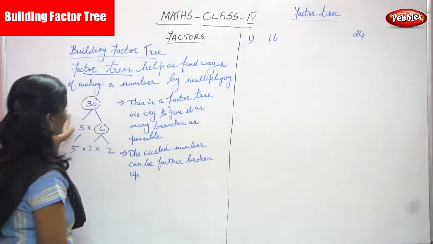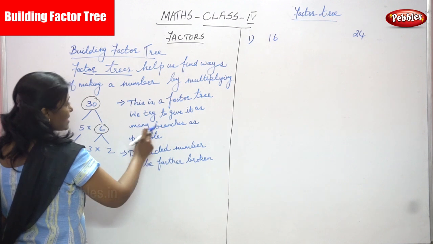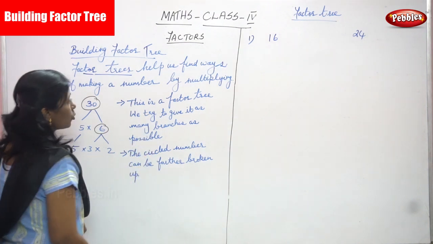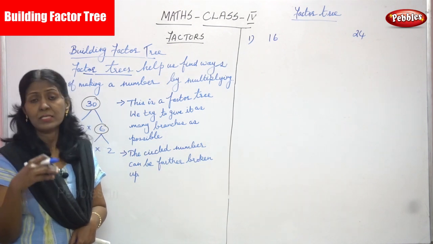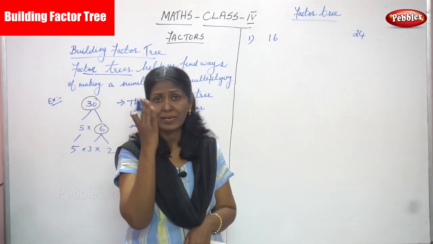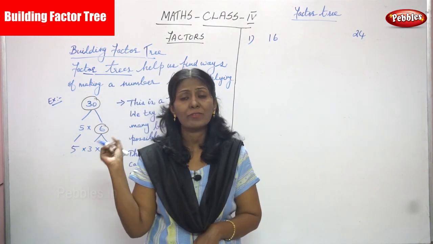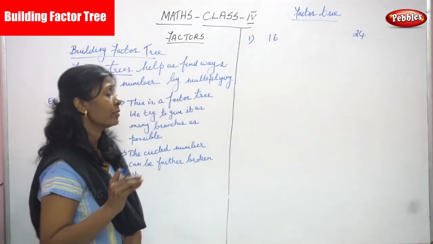So 30 is the example. This is the factor tree. We try to give it as many branches as possible. If you draw a tree, definitely we have to draw a lot of branches, because you have seen a tree has a lot of branches. In the same way we are applying the factor tree. We are going to find the factor of 30.